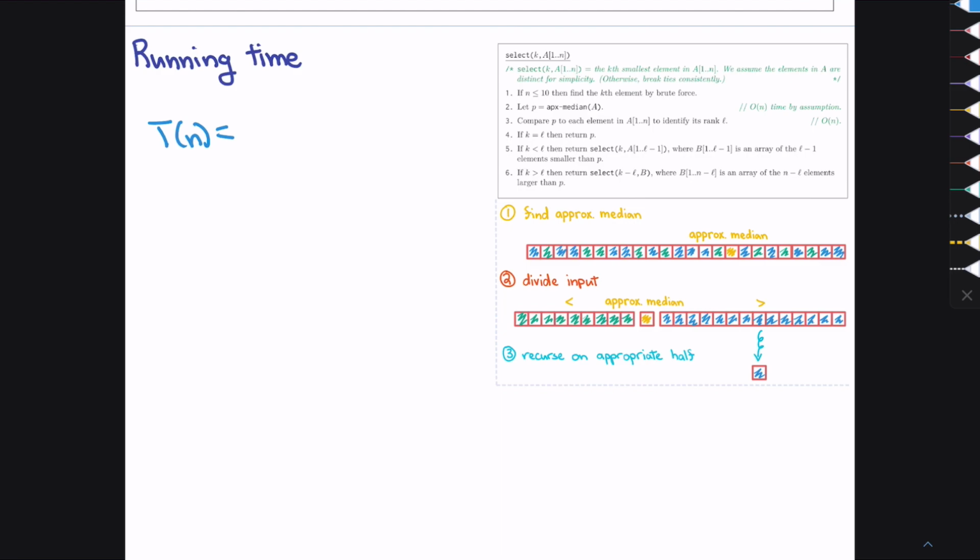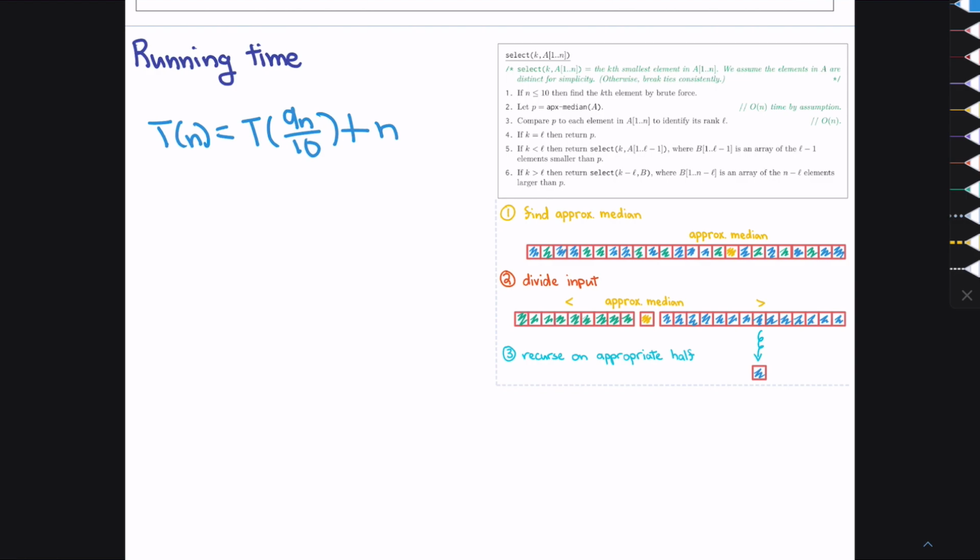Think of the worst case. Okay, so in the worst case, we'll go to the big half, which will have like 9n over 10 elements, and plus n. So T(n) is T(9n/10) plus n. That's the worst case. I get rid of only 10% of the elements, and I'm still stuck with 90%.